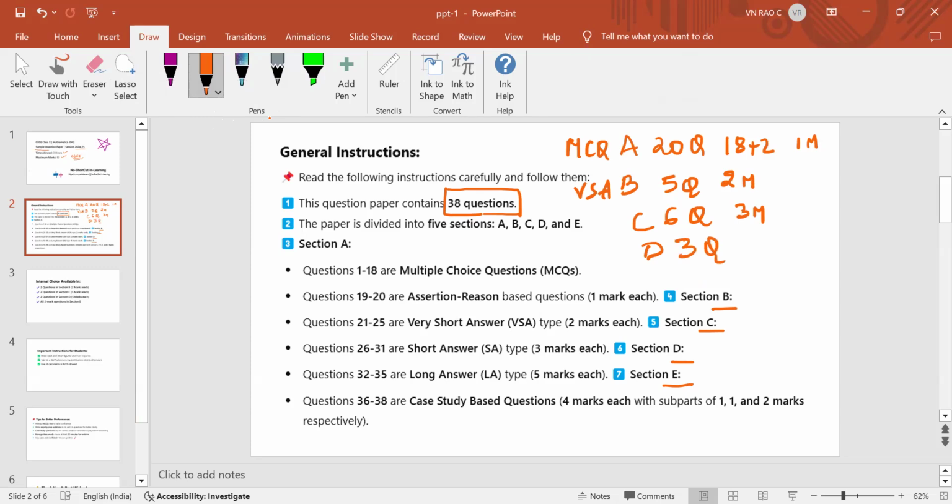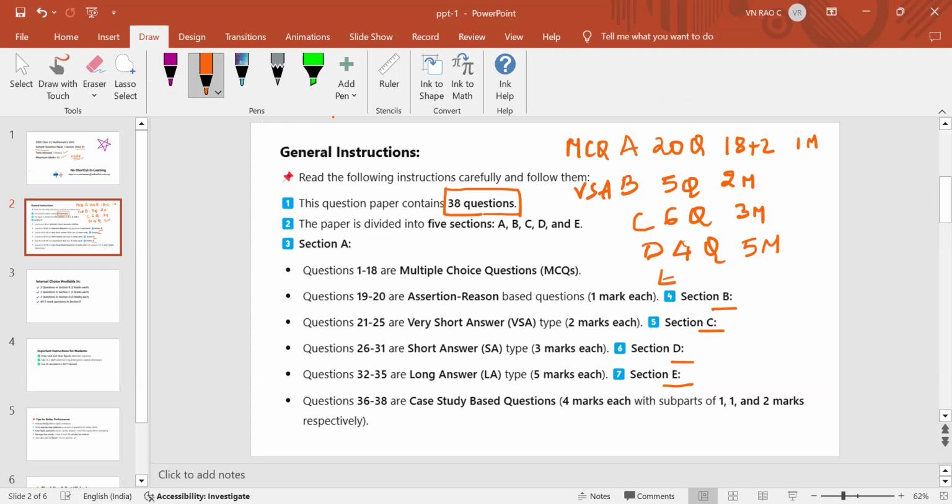So 20, 25, 31, 31 plus 3, 31 plus 3 is coming to what? 34. And am I making it right? Let us look at 21, 22, 23, 24, 25. This is 5 questions. 26, 27, 28, 29, 30, 31. 6 questions. And this is 32, 33, 34, 35. So this is 4 questions actually. Section D has 4 questions. So this is each of 5 marks.